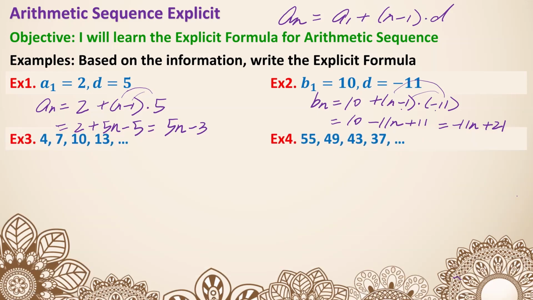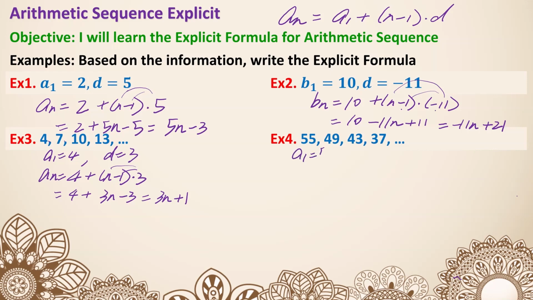Next, a sub 1 is 4 based on the information given. And you can see 4, 7, 10, 13. So d is a 3. Then we can write the explicit formula. A sub n equals the first term, which is 4, plus n minus 1 times the d, which is 3. Let's distribute the 3. So we got 4 plus 3n minus 3, which is 3n plus 1.